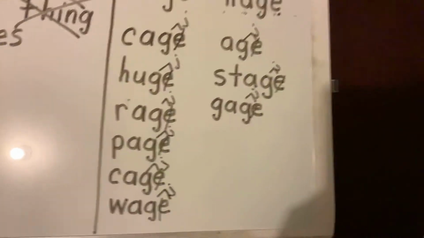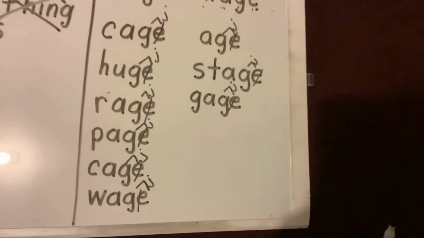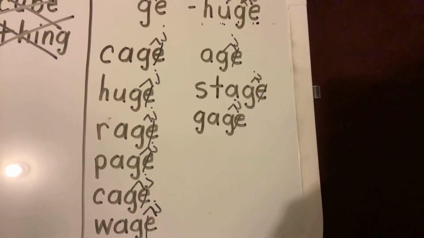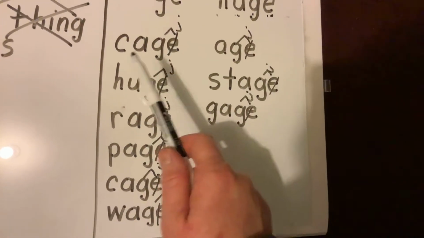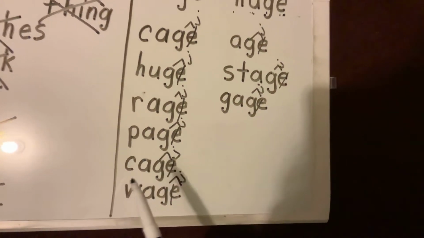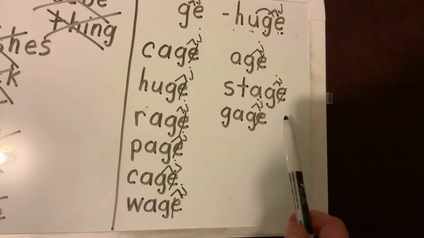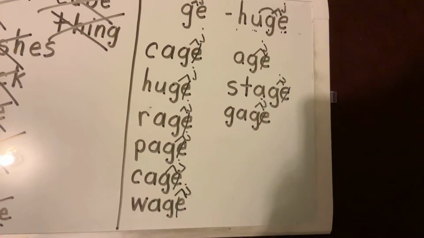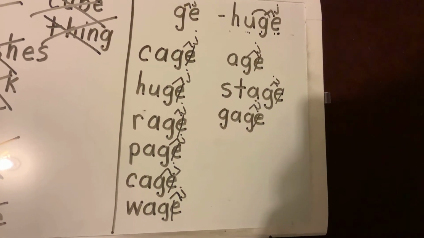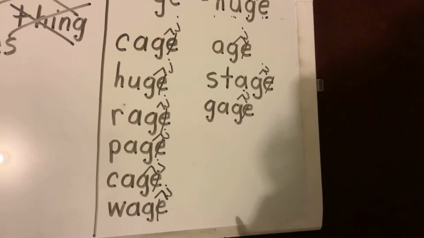All right, let's read this for the very last time. If you like all kinds of ice cream, here we go. Cage, huge, rage, page, cage, wage, age, stage, gauge. Now I see some rhyming words. I see a lot in the same family. Do you notice it?